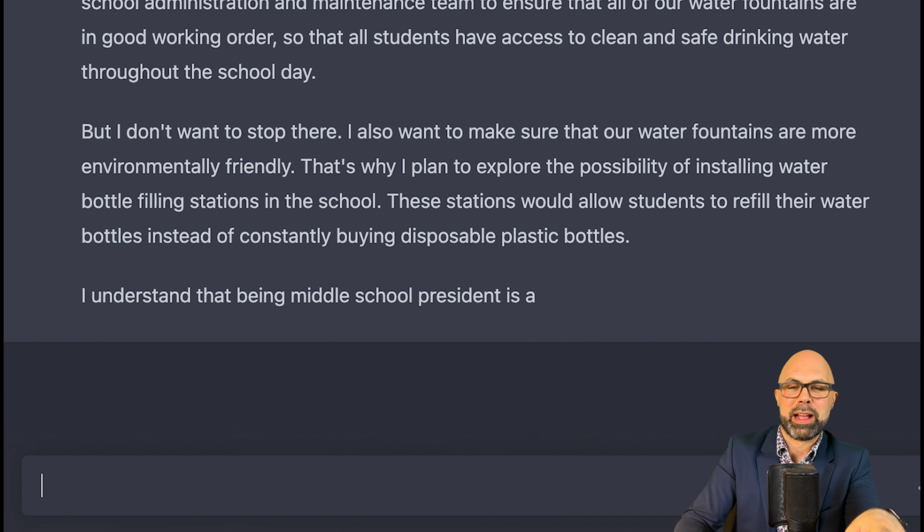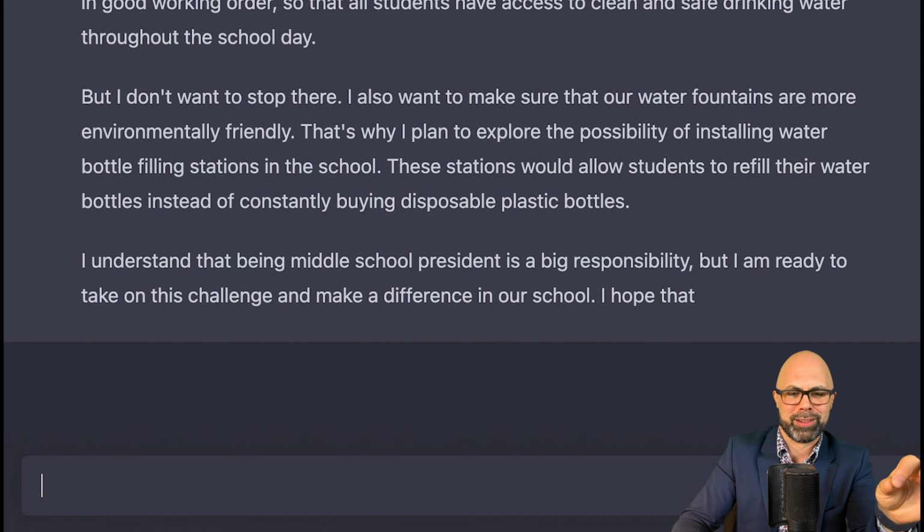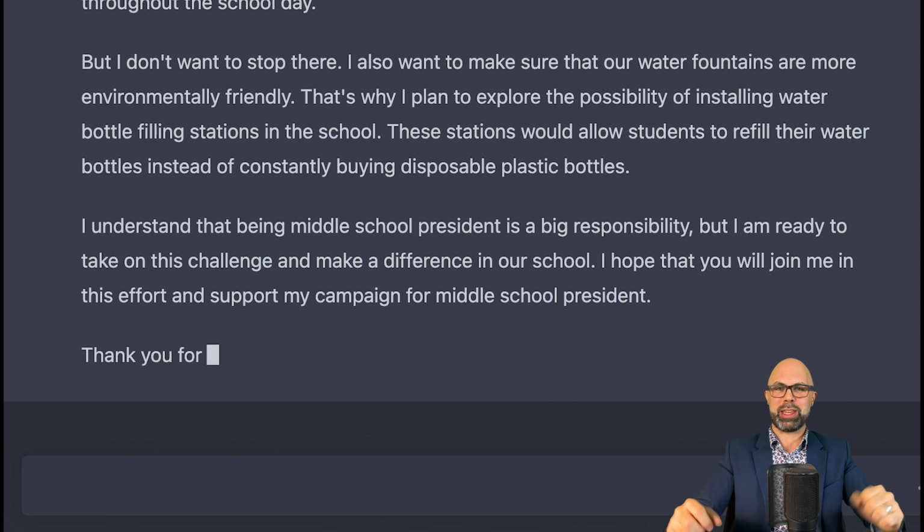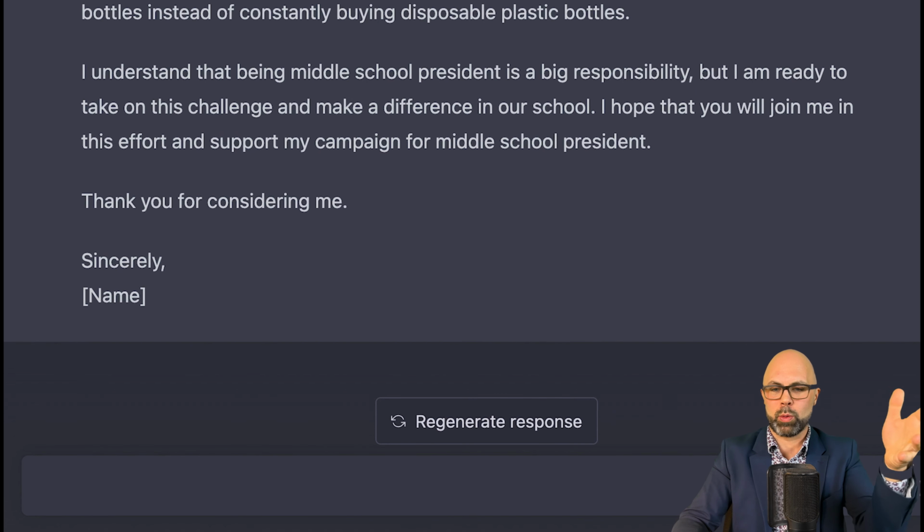Look at that paragraph. But I don't want to stop there. There's a bit of a human quality to that. I also want to make sure that our water fountains are more environmentally friendly.